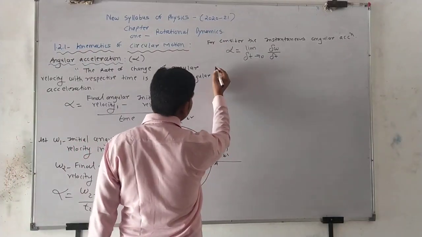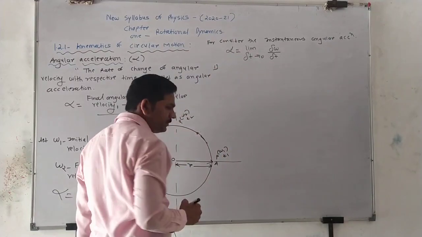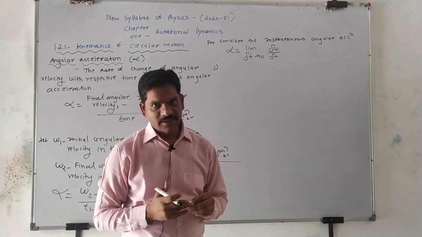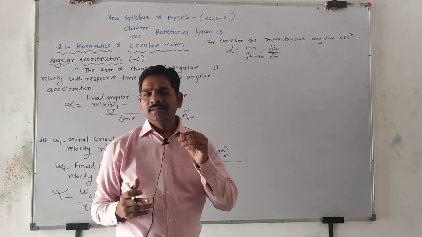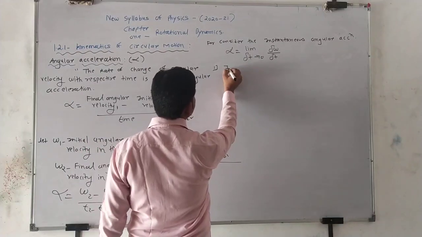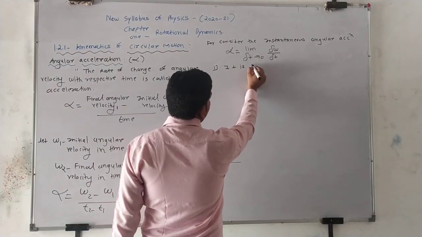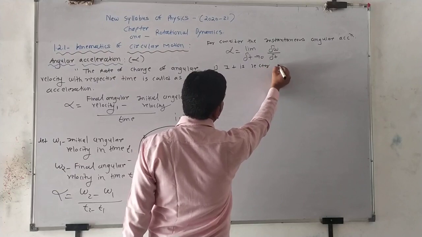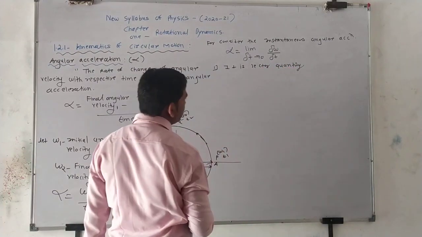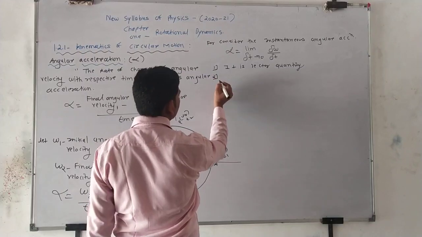This acceleration has some properties. So tell me, what is the angular acceleration? It is nothing but a vector quantity, because it has magnitude as well as direction. So it is a vector quantity.